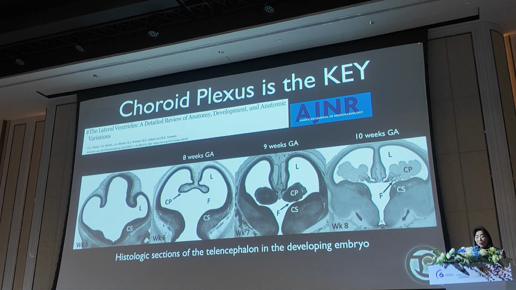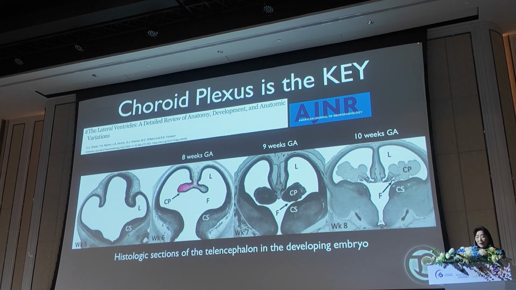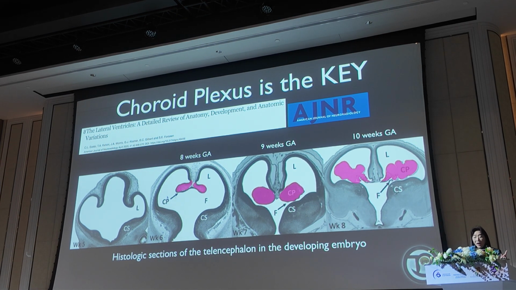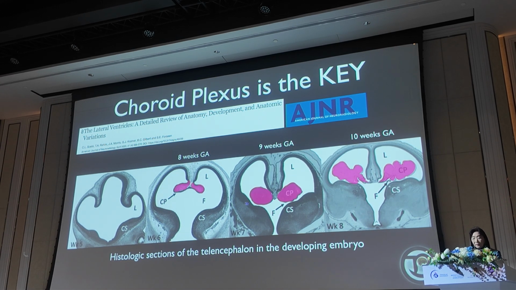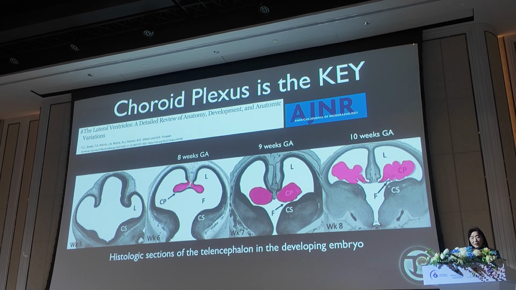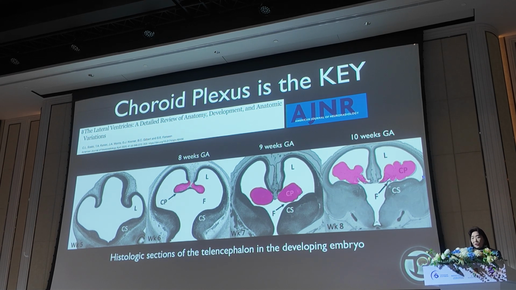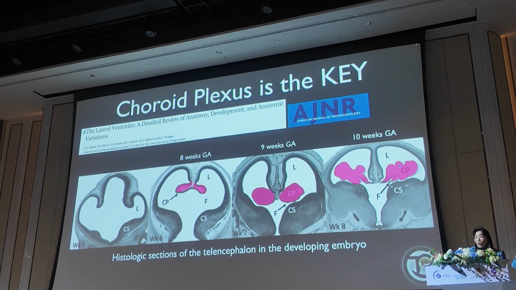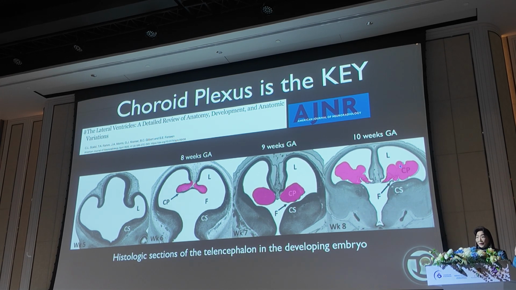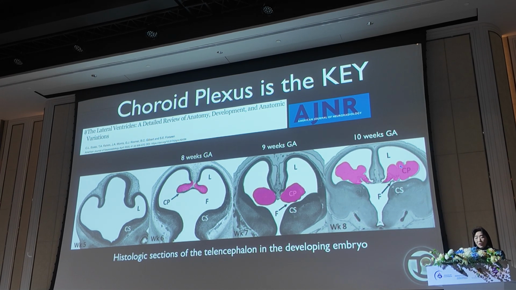And now, the choroid plexus is a key. The choroid plexus is derived at 8 weeks of gestation. And here you can see this is 8 weeks, 9 weeks, and 10 weeks of gestational age. And you can see the choroid plexus in each hemisphere, right and left hemispheres.